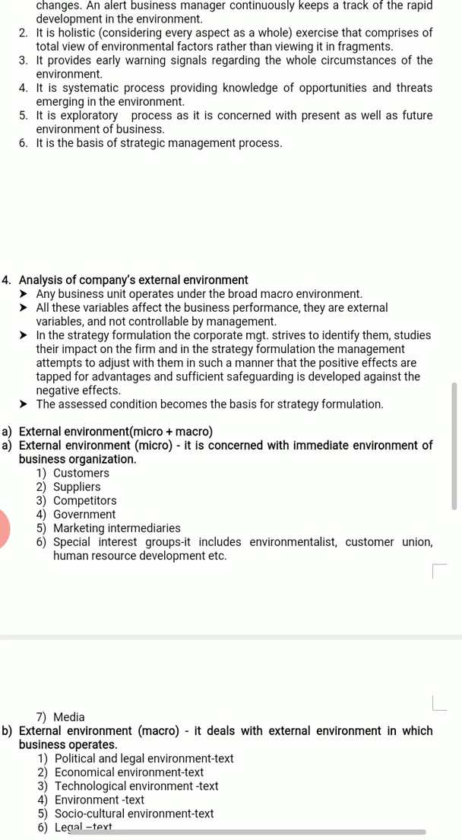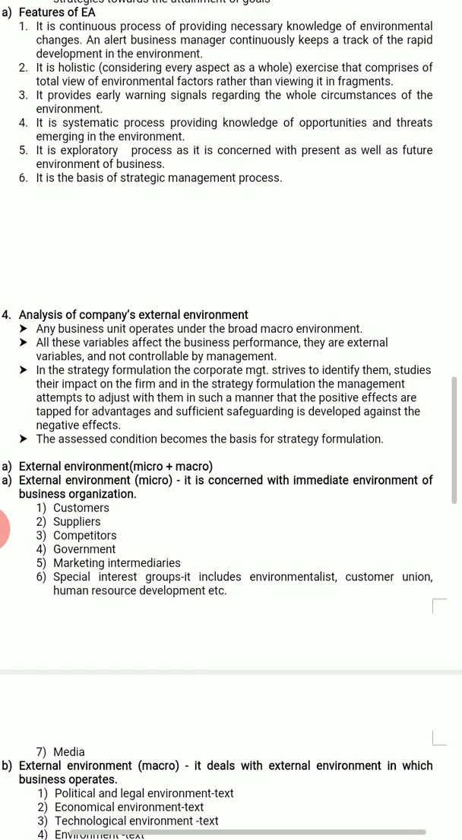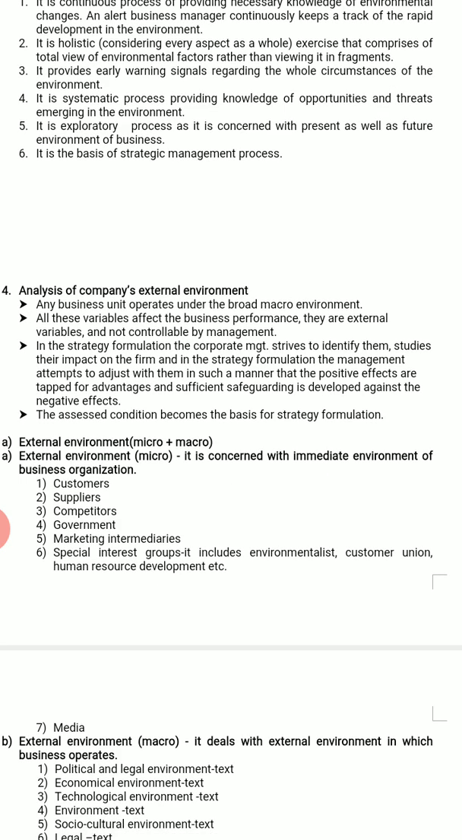It provides a kind of early warning or signals regarding the whole circumstances of the environment. With the help of environmental analysis, we can get the warnings, we can get the signals, whether positive or negative, about whatever circumstances may happen in the future, and we can get those signals beforehand. Accordingly we can plan out our strategies.